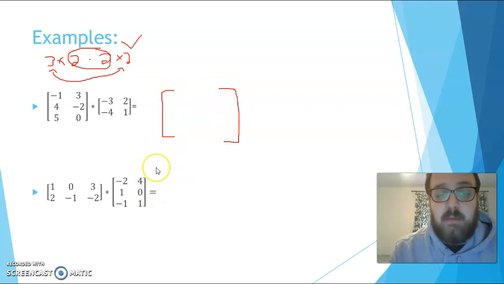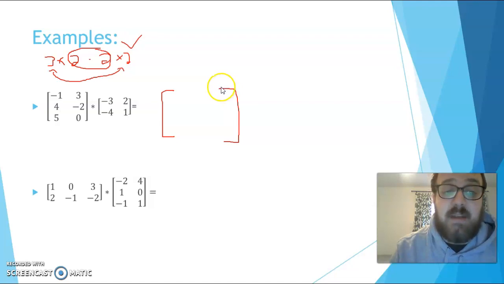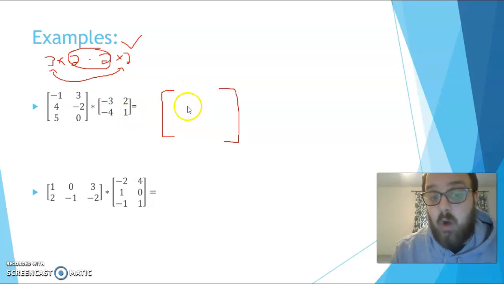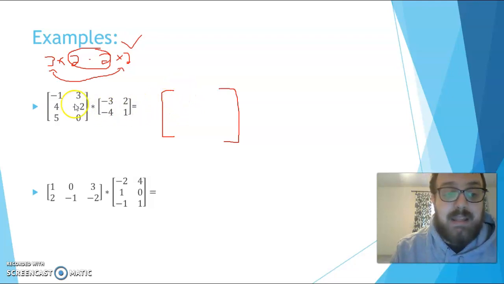Now, what are the elements of that 3 by 2 matrix going to be? Well, what you want to do is look at each element that you're trying to get, and the way you're going to get that is by doing the row multiplied by the column. Here's how that works. So for example, I want to fill in this spot right here. This would be element 1, 1. It's in row 1, column 1. How do I get that? I take this row and I multiply it by this column. And here's how I do that. I do negative 1 times negative 3. That would get me 3. I do 3 times negative 4. That gets me negative 12. And then I add those two numbers together. 3 and negative 12 gives me negative 9. That would be the element that goes there.